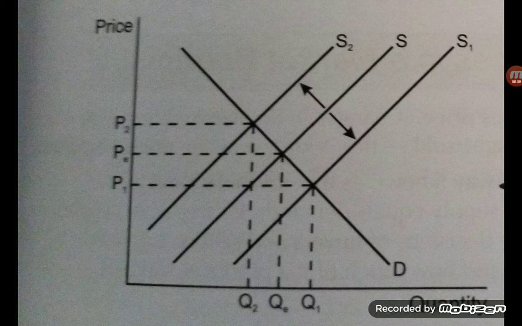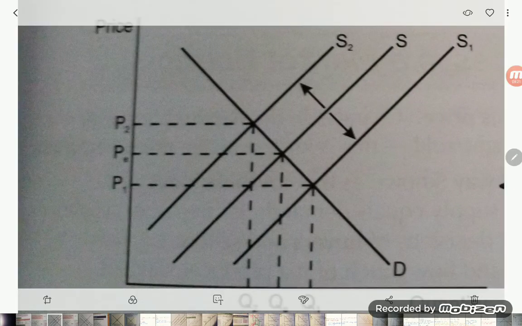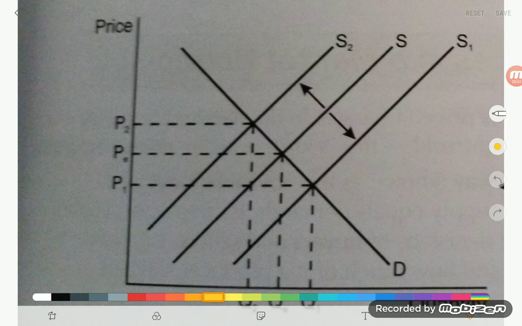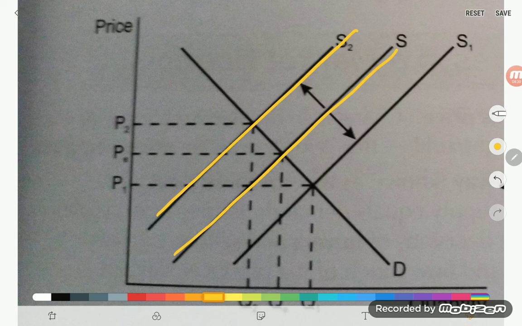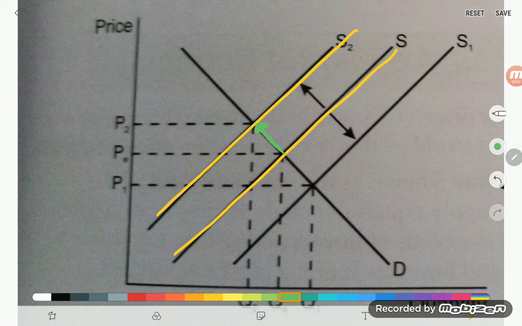If the supply decreases from S to S2, then the price will rise to P2 and demand will contract to Q2, again creating a new equilibrium. So you can see, look, one more time. Just add the pen. You can see that as the S2, look, S has gone to S2, the supply shifts. But when I'm talking about extension or contraction, remember that I'm talking about as the supply curve shifts, there's a movement along this curve. That movement is the contraction.